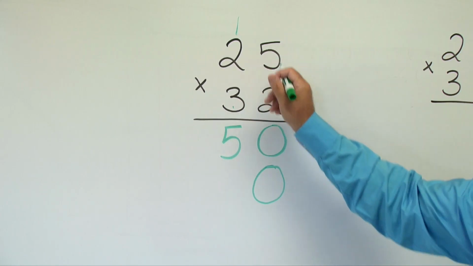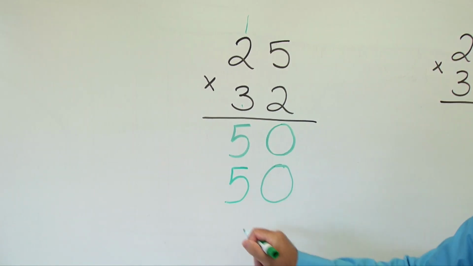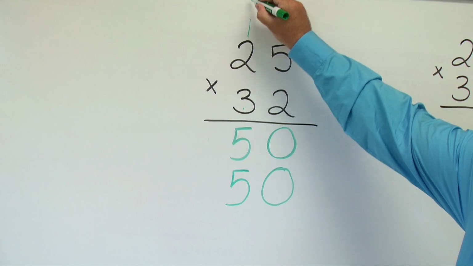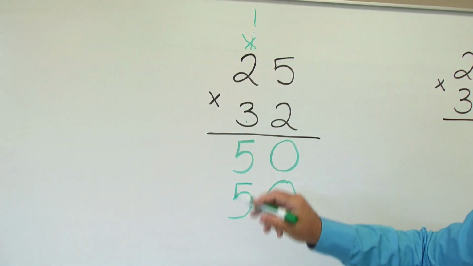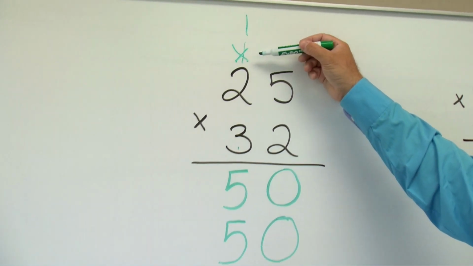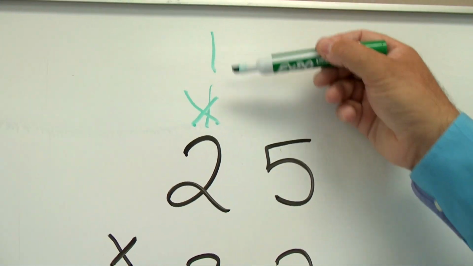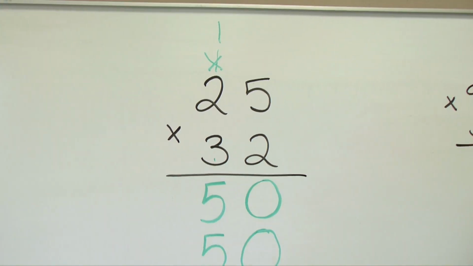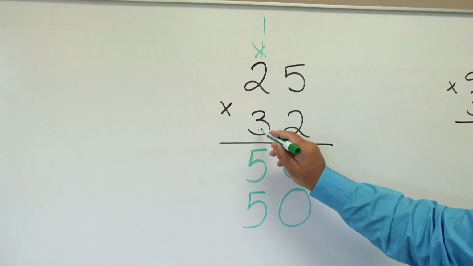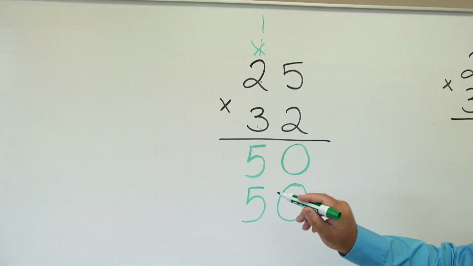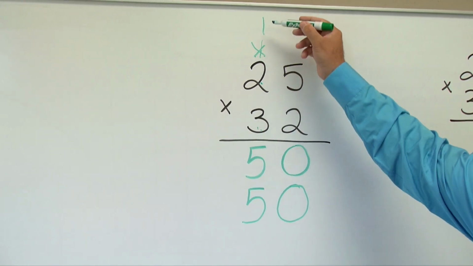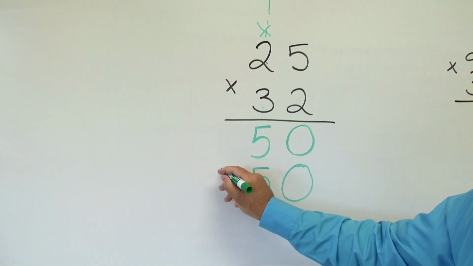Now I'm going to multiply the 3 in my tens place times the 5 in my ones place up top. 3 times 5 is 15. I'm going to put my 5 down again, and once again, I'm going to carry my 1. Notice I crossed out my previous one because the numbers aren't always going to be the same. Finally, the last step here, I'm going to do 3 times 2 is 6. 6 plus this 1 is going to be 7.